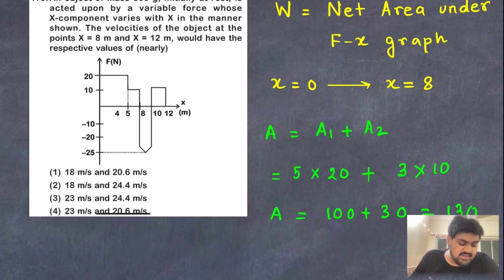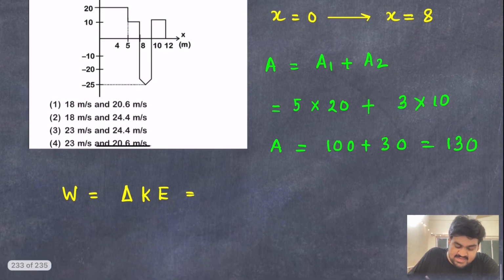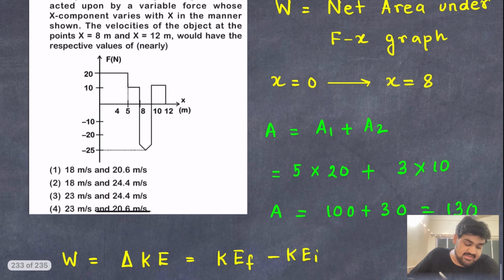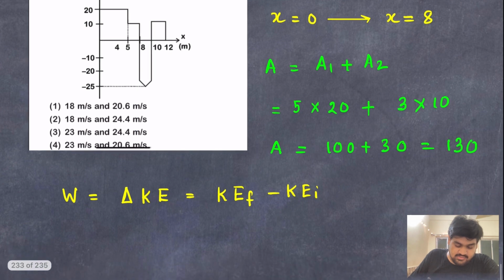So what are they asking? They are asking for the velocity of the object at x equal to 8. Now, what is work done? Work done is nothing but the change in kinetic energy, right? And what is the change in kinetic energy? It is the final kinetic energy minus the initial kinetic energy. Over here you can clearly see that initially the body is at rest, so there is no velocity, and the initial kinetic energy will be 0. So the final kinetic energy minus 0 will be equal to the work done, which is 130.